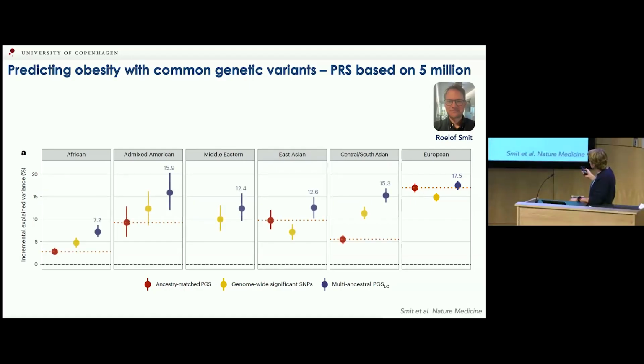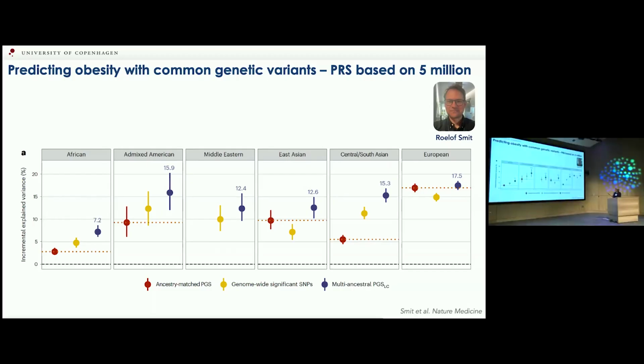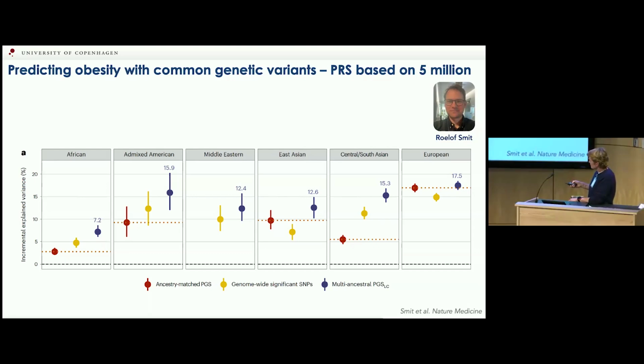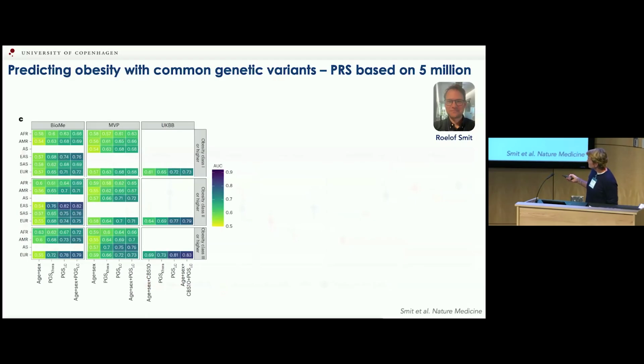And we see it actually does pretty well in other ancestries, in Central South Asian, East Asian, Middle Eastern, and admixed American, but still not in populations of African ancestry. So that definitely needs more work, and maybe a starting point of predominantly European data is not the way to go. The prediction of obesity has gotten better.